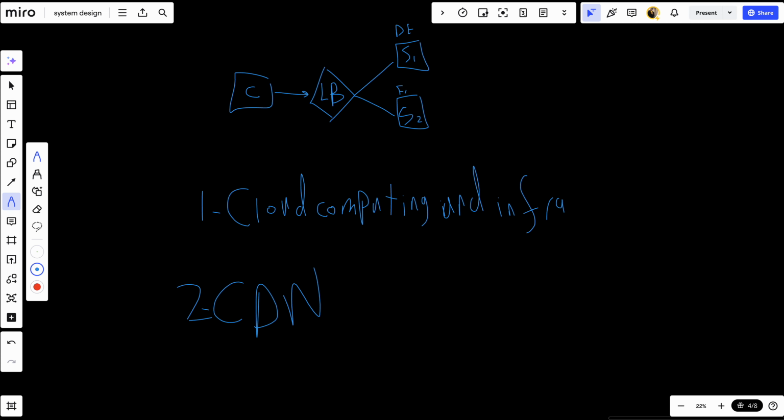CDN, a content delivery network, such as Cloudflare or Akamai, uses geographically distributed servers known as edge servers to cache and serve content closer to the user, ensuring fast content delivery and reducing latency.